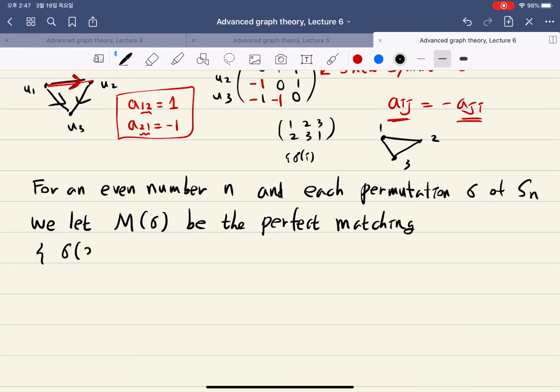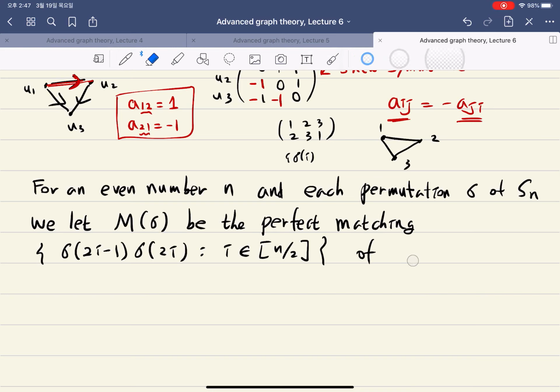Say (σ_{2i-1}, σ_{2i}) for all i from 1 to n/2, over, say, the complete graph. We didn't really fix the graph G yet, so we don't know whether this matching is even in the graph G. So let's just consider, in any case, a perfect matching in the complete graph. Then this gives you a matching.